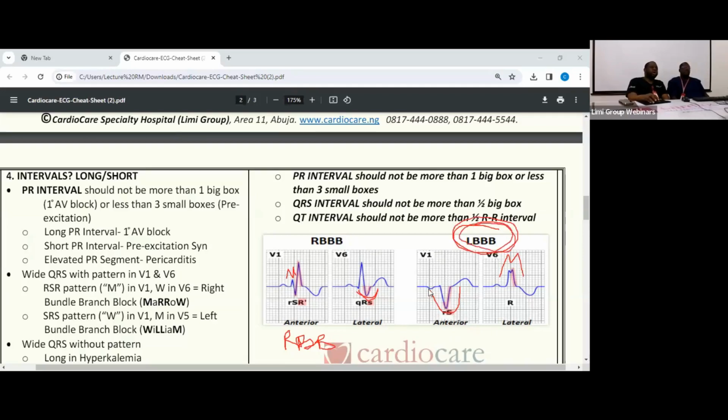So in V1, you have it prolonged and it's like this, a big W. And in RBBB, an M. Hey, let me stop sharing.